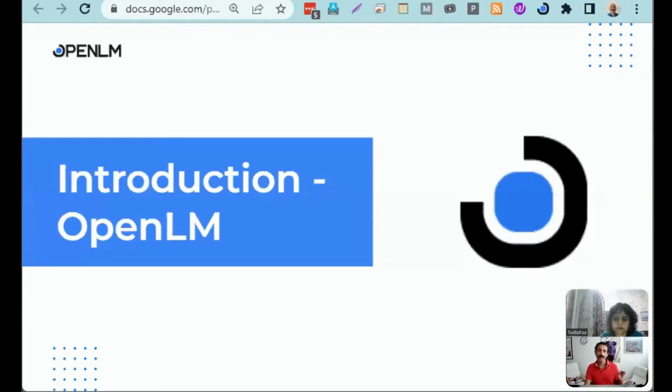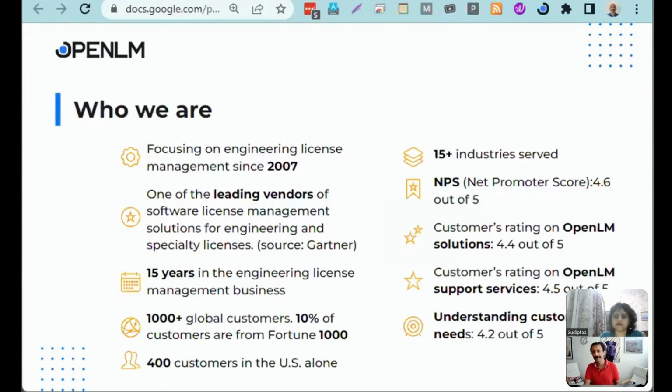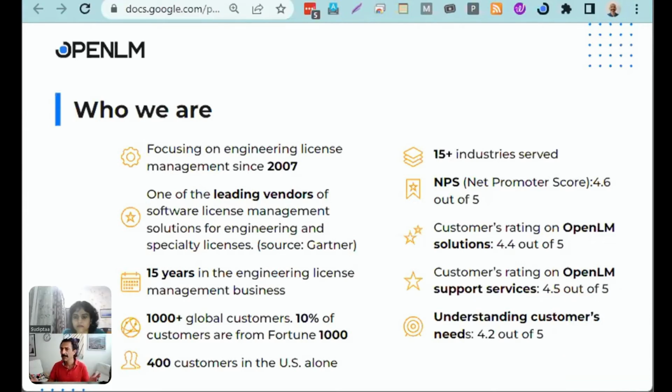I would like to shortly introduce OpenLM. We are helping organizations to stretch their licenses to their limit. We initially started with focusing on engineering software and helping companies to get the most out of their licenses. After more than 10 years in the field, we are doing a lot more. We are working with many different software systems. We support more than 60 different licensing systems. And that's what we're doing. We are looking forward to help you.